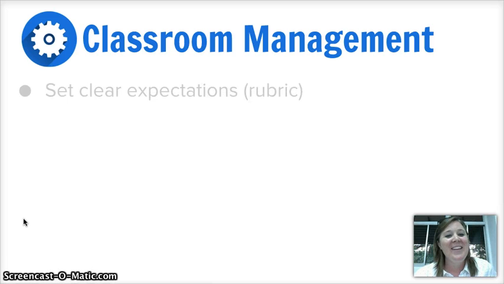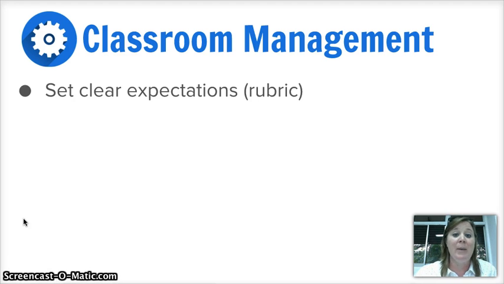All right, a few classroom management tips real quick. Set clear expectations for your students. You might want to even consider having a rubric. What's okay for them to do and not okay to do on the wiki, and what do you want them to do? Like, what is the expected outcome? What would be your goal for the wiki?